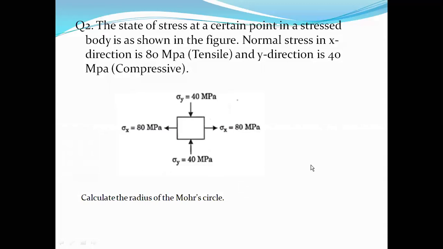From this diagram, we can easily say that sigma x is the maximum one, so it is the major principal stress, sigma 1 equal to 80 megapascal. Sigma x is of tensile nature, so we take it as positive, and sigma y is of compressive nature, so we take it as negative. So your curve is going to be something like this.